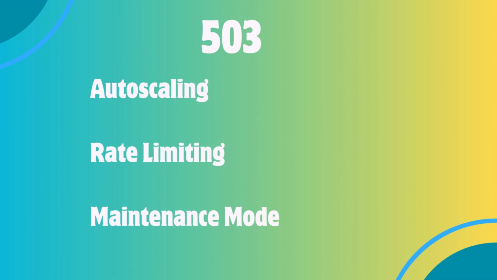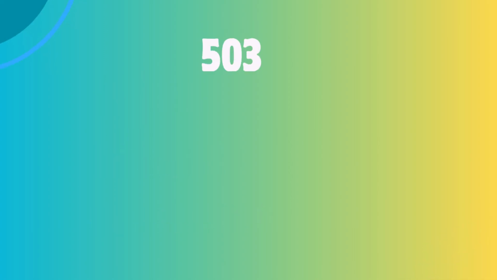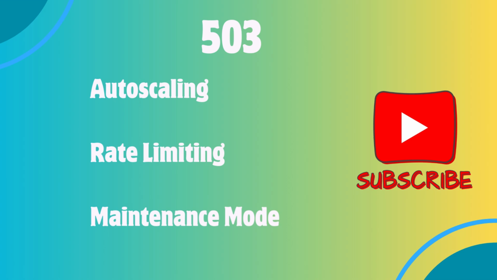Mitigations for 503 are all about auto scaling, rate limiting, and maintenance mode. When we talk about auto scaling, use AWS auto scaling groups or Kubernetes HPA to handle traffic spikes. When we look into rate limiting, throttling excessive requests protects the backend service. Maintenance mode is all about serving a static maintenance page during the downtime.